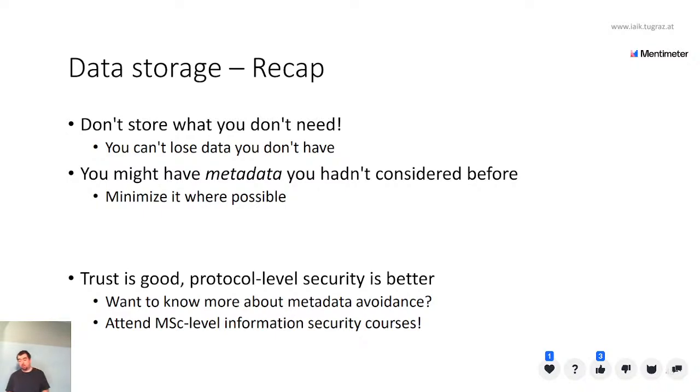One point, by the way, a bit of a personal point since I'm a personal proponent of this, but what's the best protocol level security?